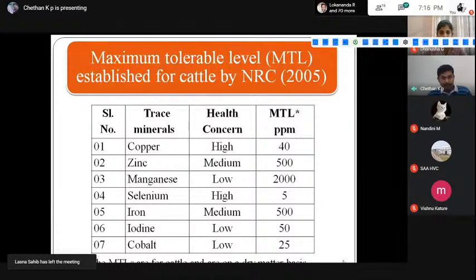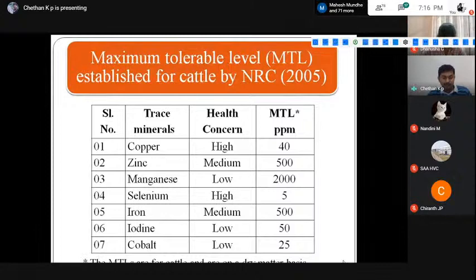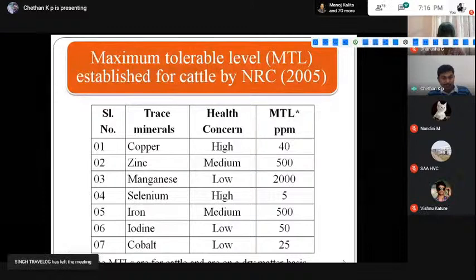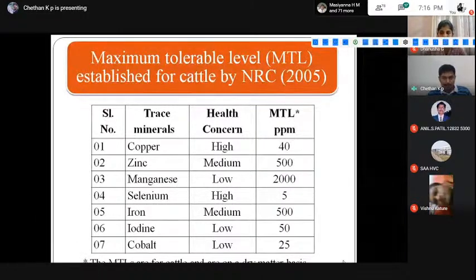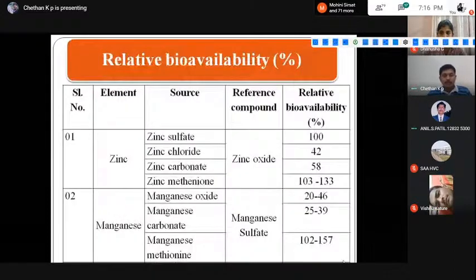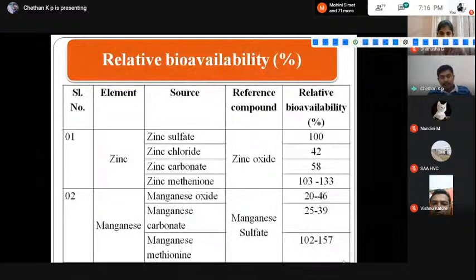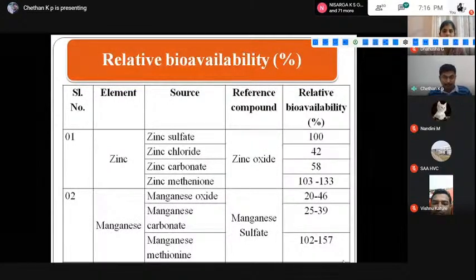So what I mean to say here is we should not go for supplementing more and more. Instead, improve the availability from the same source so that you can reduce the concentration, and there will be a reduction of excretion of these excess minerals in the feces. In this way, you can reduce the environmental pollution also. To do all these things, we need to understand what bioavailability and relative bioavailability are.